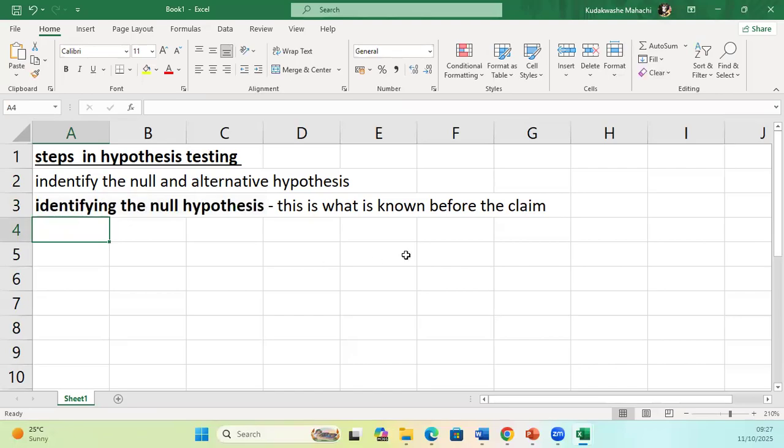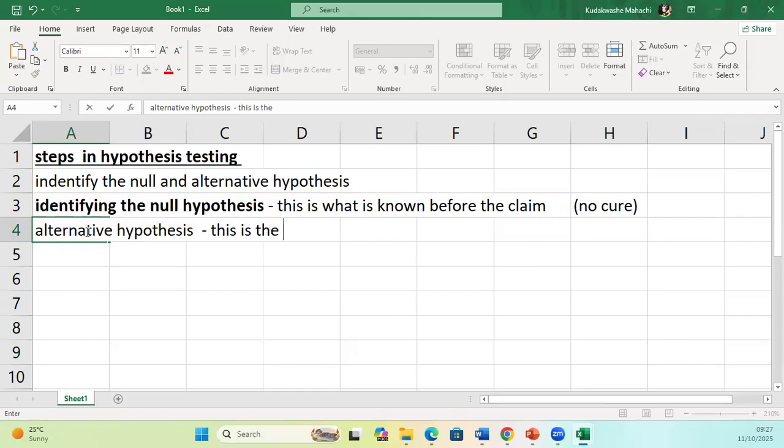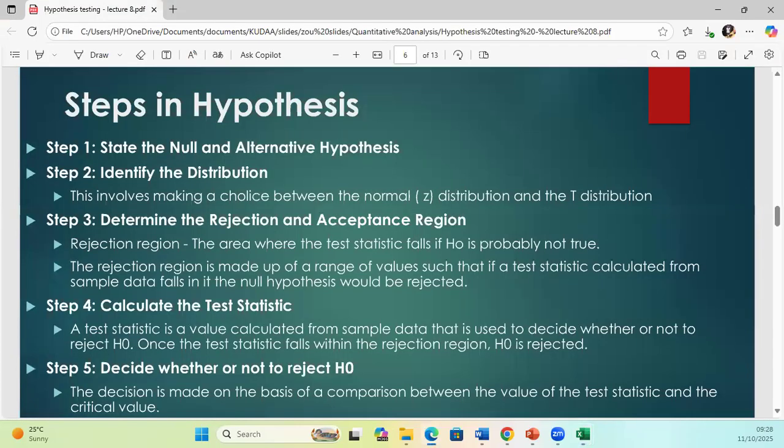So the null hypothesis is saying there is no cure. Then we need the alternative hypothesis. The alternative hypothesis is opposing the null hypothesis. So this is the claim. The claim could be there is now a cure. Someone is saying, I found a cure. There is a cure. So the alternative hypothesis opposes the null hypothesis, and it is based on the claim, on what someone is claiming. So the first step, understand, okay, we are testing a claim. What do the null and the alternative hypothesis say?